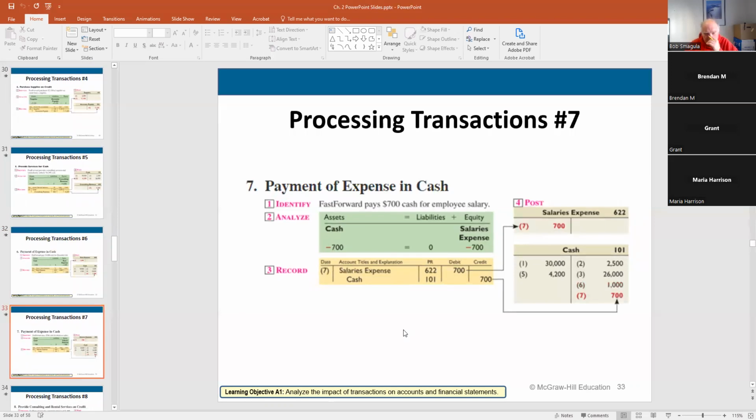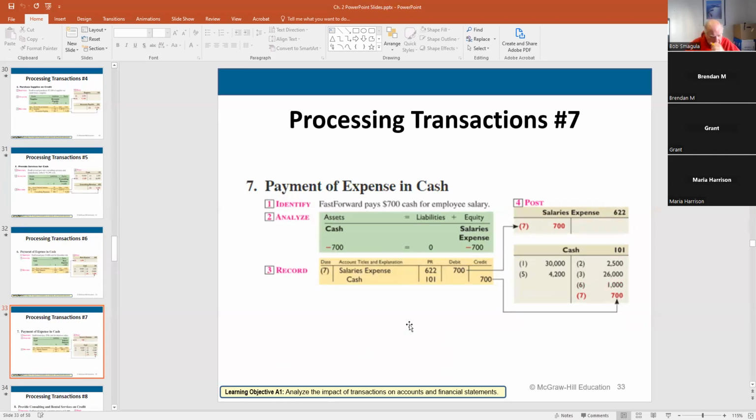Same thing with employee salaries. We had to pay the salaries, just like we paid the rent. Salaries expense debited for 700. Cash is credited for 700, and then the posting.